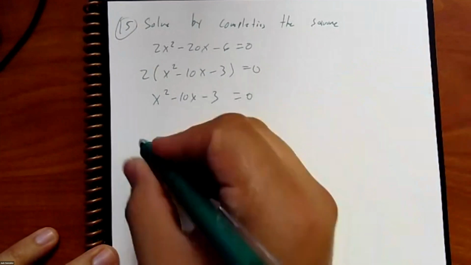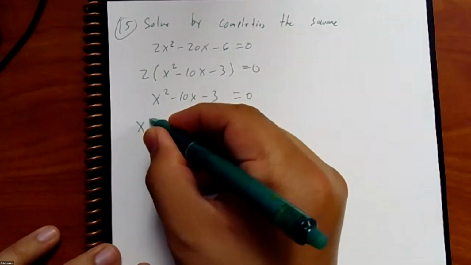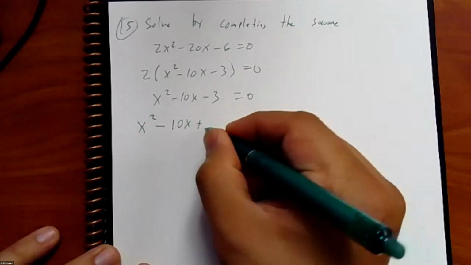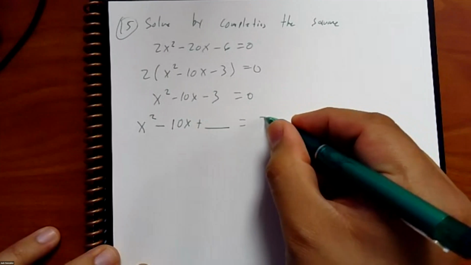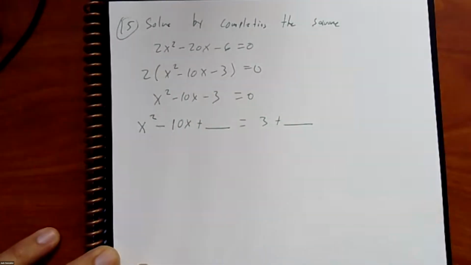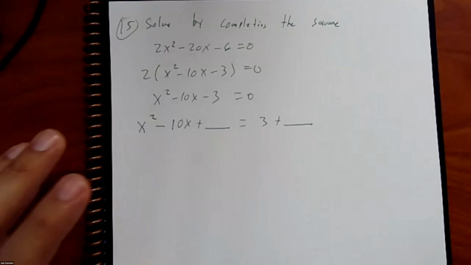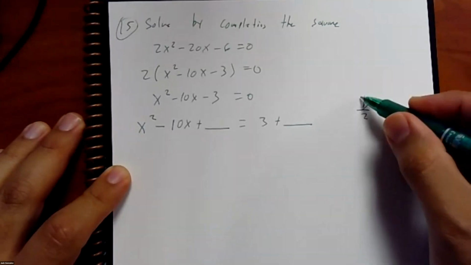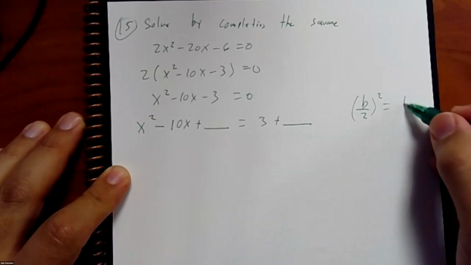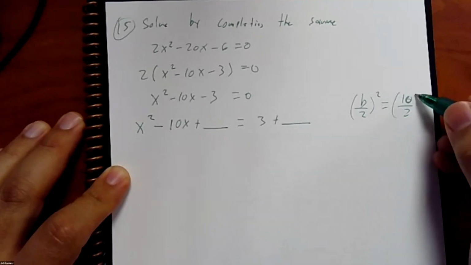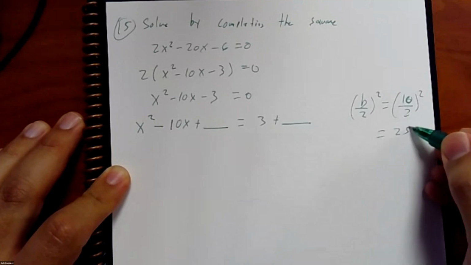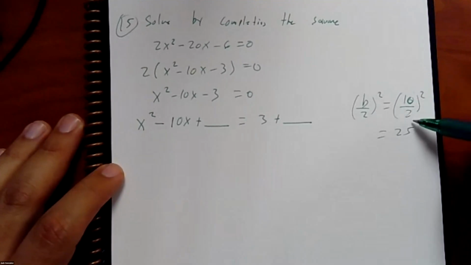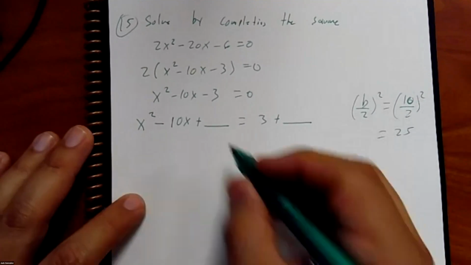So I need to add to both sides a special number. I might as well just move the 3 over. It's going to happen regardless. And that special number will be half of b, squared. And our b is 10. 10 divided by 2. 10 is b, divided by 2 is 5, squared, 25.